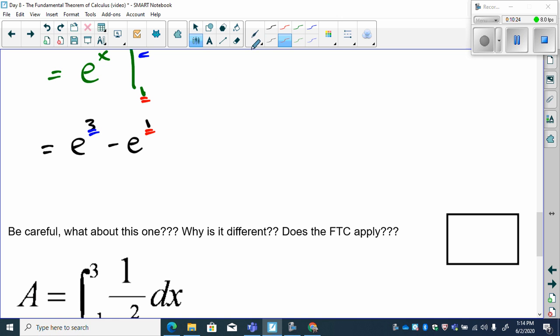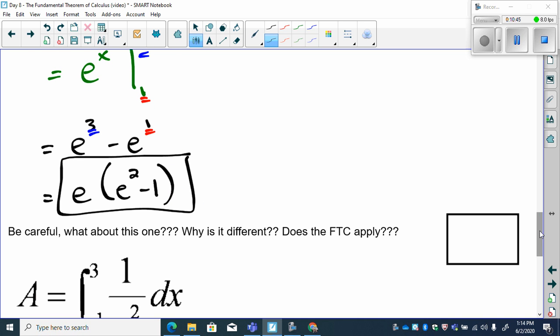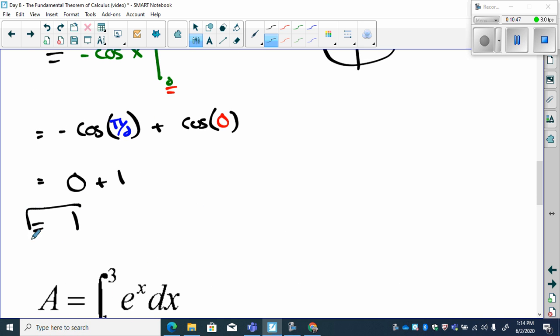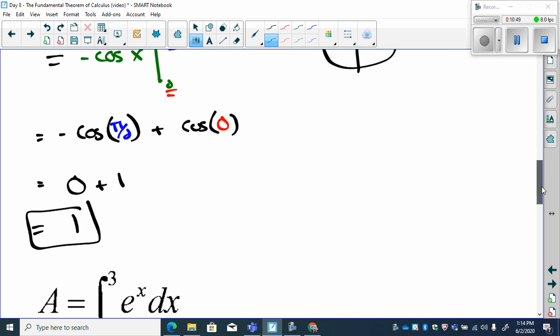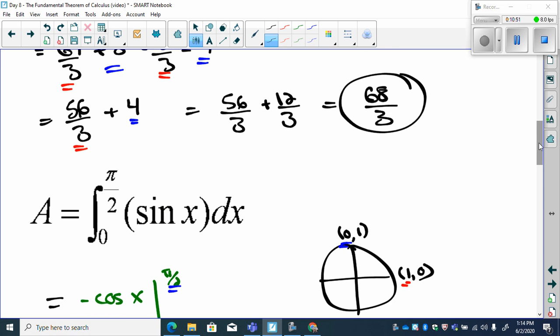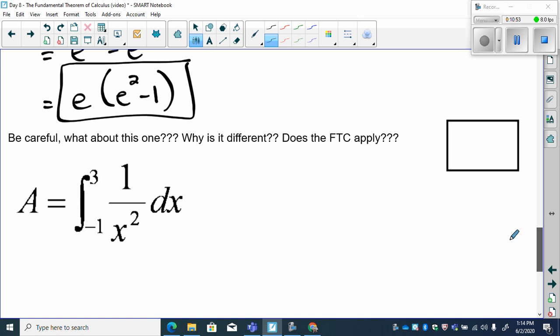And that's your answer, or think about what you might do to this. Your answer would probably show up in its factored form. Both terms have an e in them. So if I factor out an e to the first, that would leave e squared, excuse me, minus 1. E times e squared minus 1. Finally, the last one.